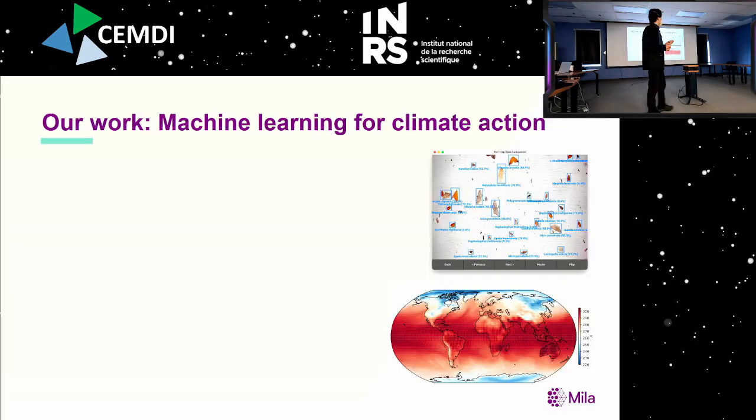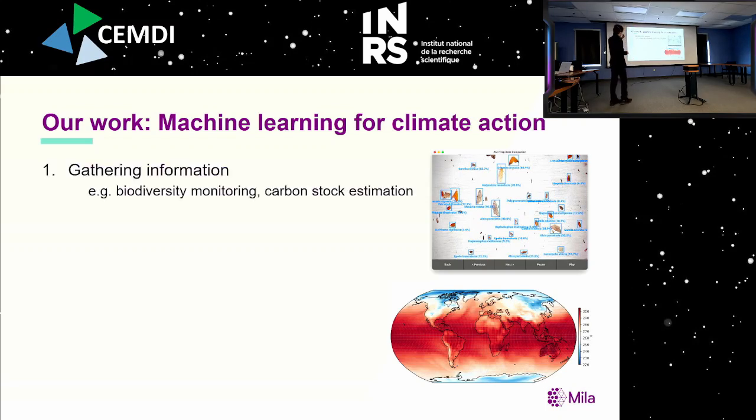As a little introduction to my group, we work on machine learning for climate action across many different kinds of settings. You can see a couple of those there. This is some automated sensors for identifying moths, for scaling up biodiversity monitoring. Here is some temperature maps of the world. But we work on a lot of different things in machine learning for climate action. Everything from gathering information, including biodiversity monitoring, carbon stock estimation, so understanding where trees are in a forest, how old they are, how much carbon is being stored.